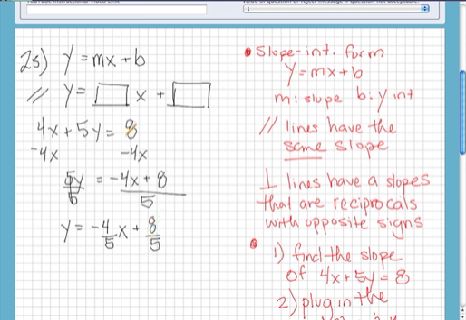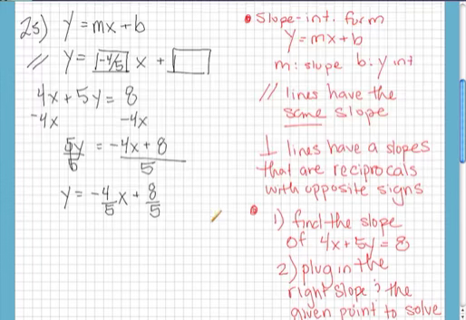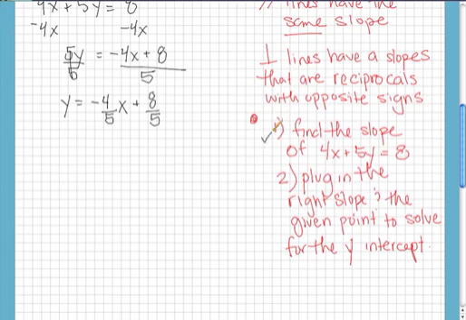So we now have this particular linear equation, or this equation of a line, in slope-intercept form, so we can see exactly what the slope is. The slope is negative 4/5, so let's go ahead and write that in. So we've got our M filled in. Now let's go ahead and work on our B. We finished with step 1. We found the slope of 4x plus 5y equals 8.